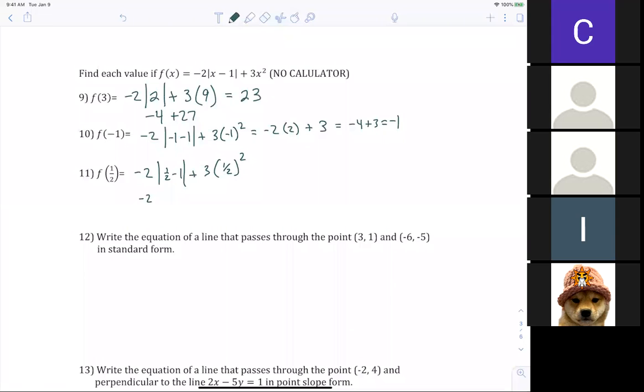So -2 times the absolute value of -1/2 plus 1/2 squared is 1/4. So -1 plus 3/4 equals -1/4. Anybody have any issues with that information? Just practicing order of operations. Anybody? All right.